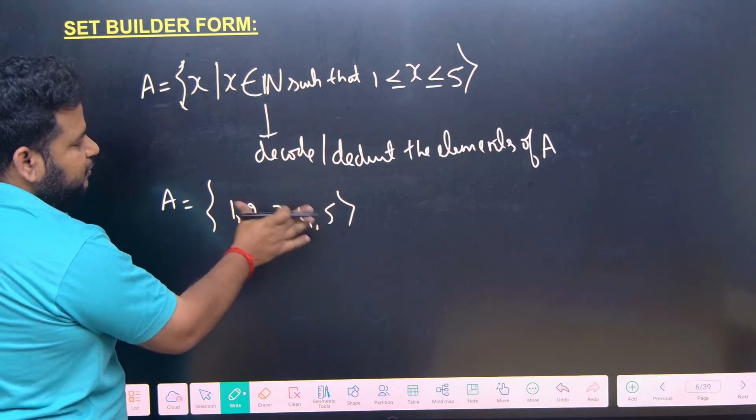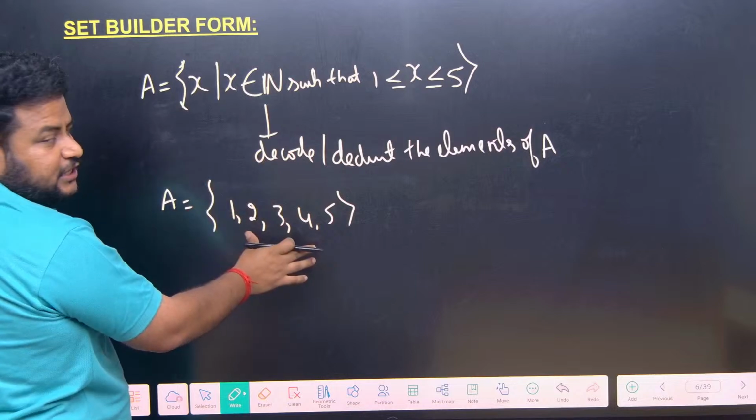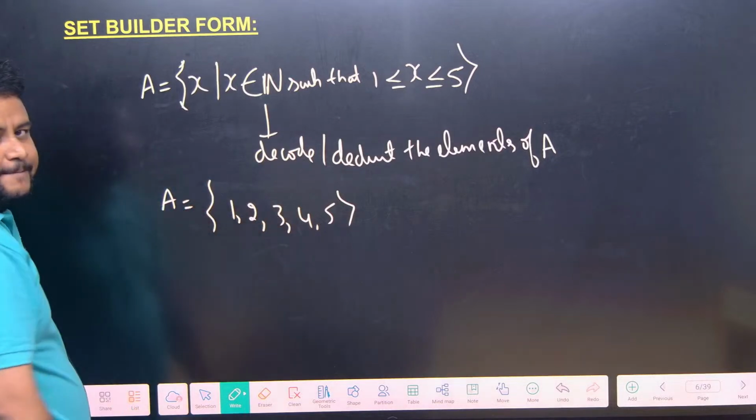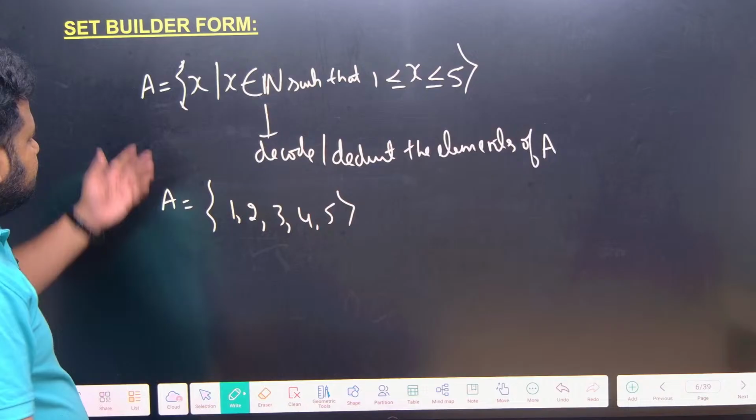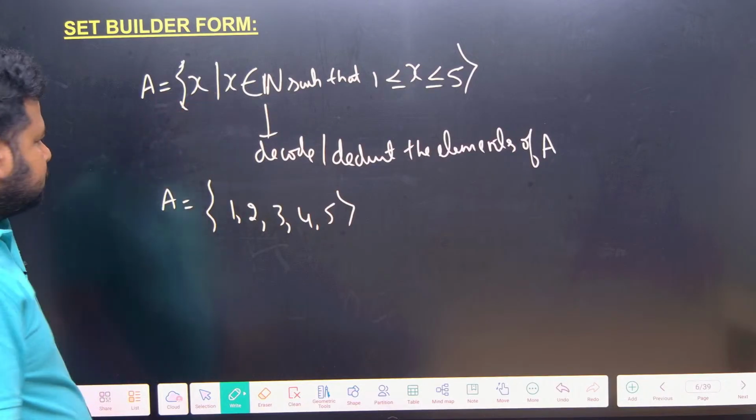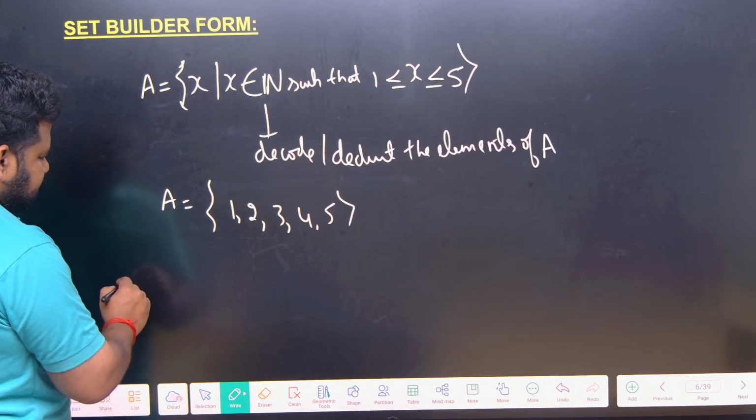Now this is of which form? Roster form. So from set builder form we wanted to get to roster form, and now we got the set A. So x is a set of all natural numbers. Now see here, let us take one more set.